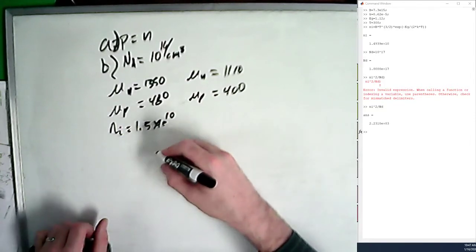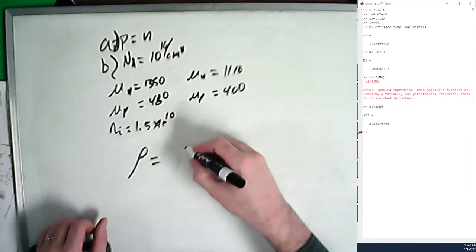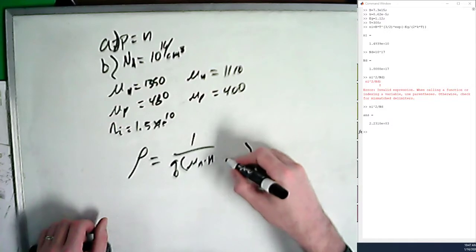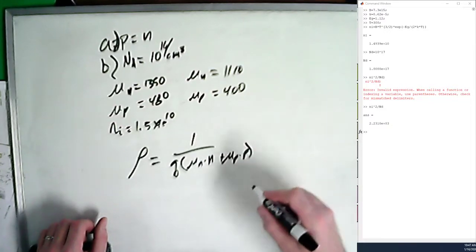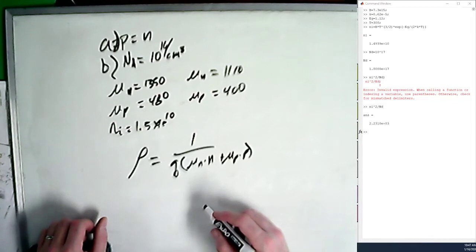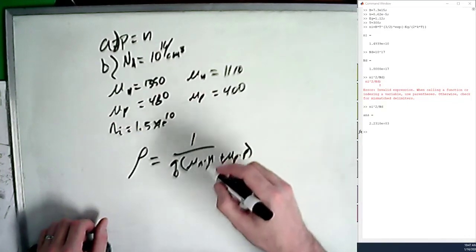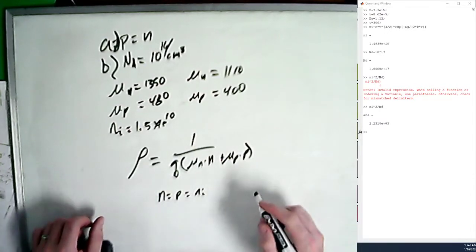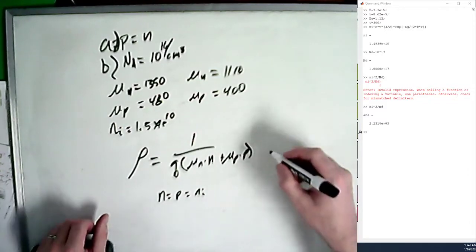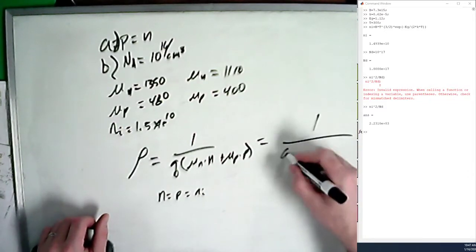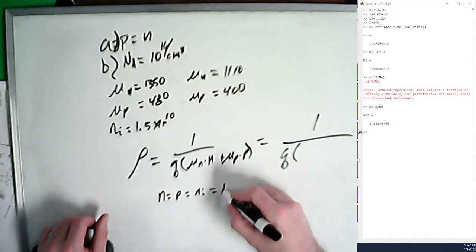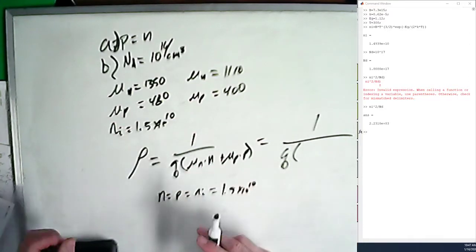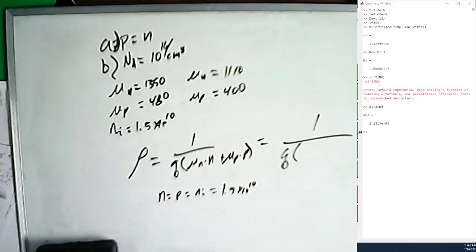So if we go back to this, rho is equal to 1 over q, the charge of an electron, times (mu_n times n plus mu_p times p). We have to calculate all this out. For our first case, n is equal to p is equal to n_i, because this is an intrinsic piece of silicon. There are just as many holes as there are electrons. So this is going to be 1 over q, which I'm going to leave there, and all of these should be 1.5 times 10 to the 10th, and then we also have mu_p and mu_n, which are up there as well. So we're going to crank this into MATLAB.